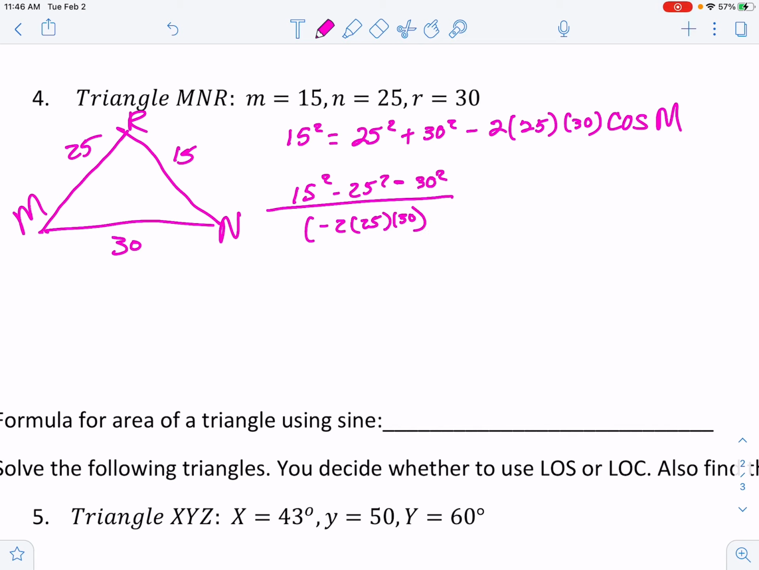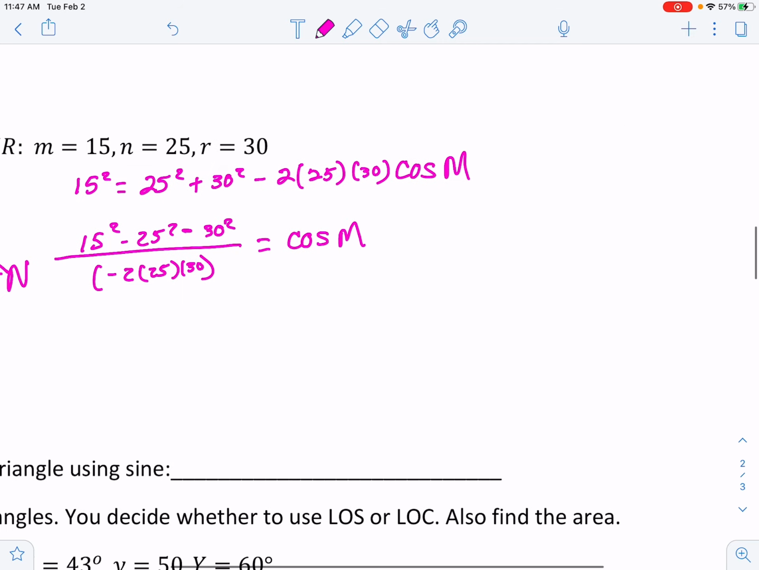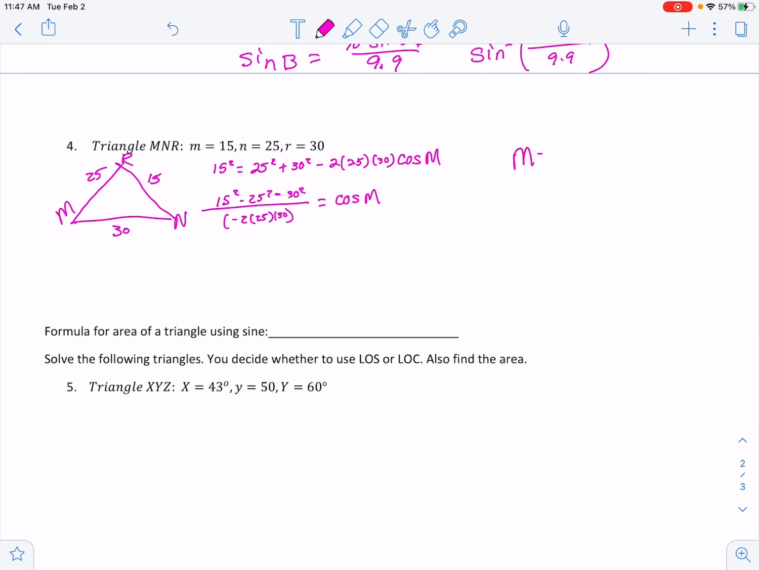The formula I gave you before had a negative out of it, and that equals the cosine of m. Then you do the inverse of it. When I did all that using the cosine button instead of the sine button, I ended up with m equal to 29.93.